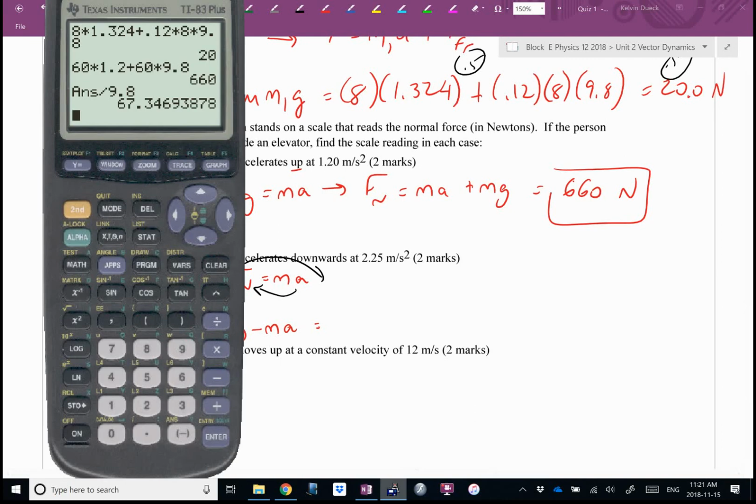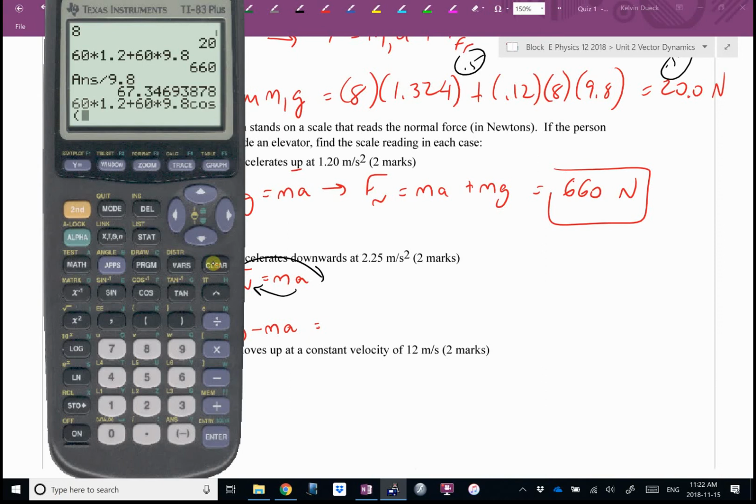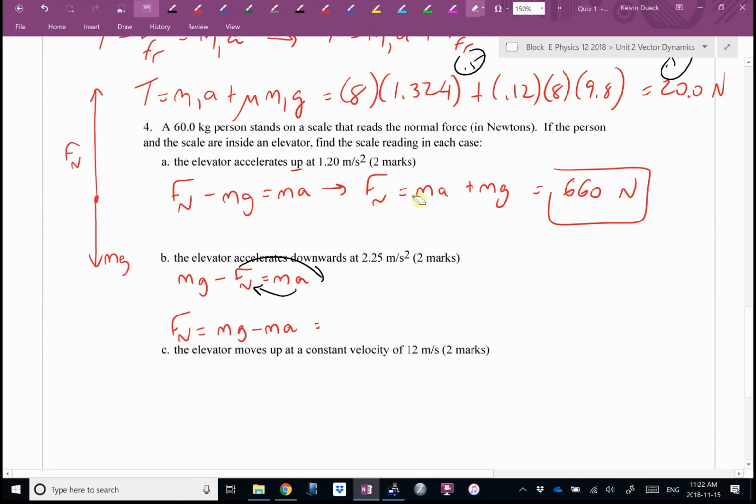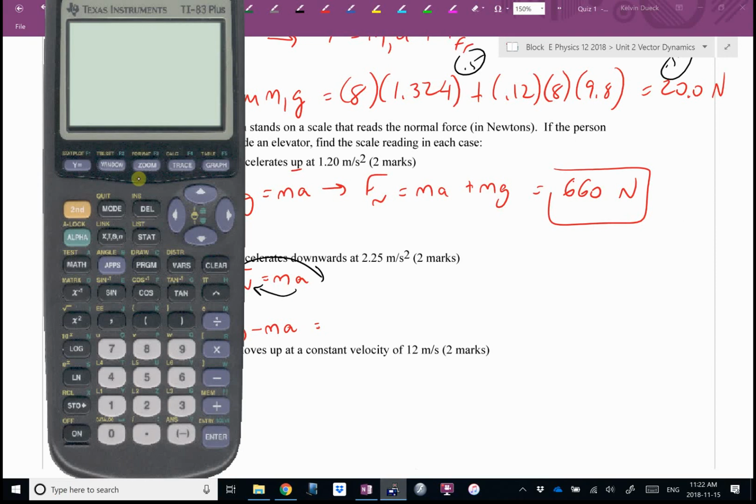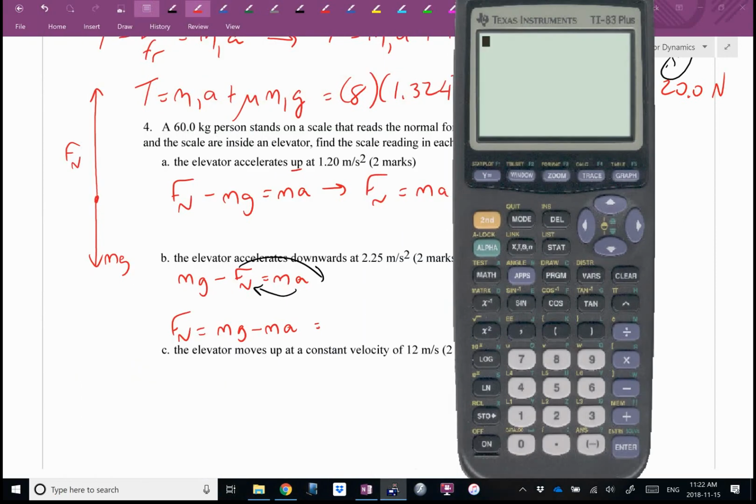mg minus ma. If I was really lazy, nope, that's not what I wanted to do. Dope, I totally botched that. It's going to show you a shortcut because this is almost the same equation. I was just going to put a negative in front of the MA and it would have worked great, but I hit the wrong button, so I got to type it from scratch like a peasant. Ugh. mg, 60 times 9.8 minus 60 times 2.25. You get 453?